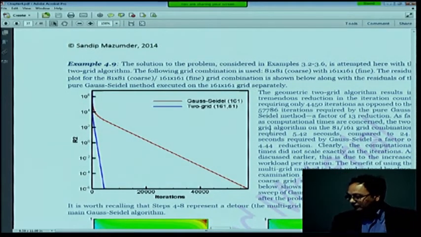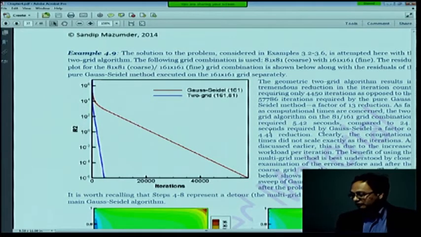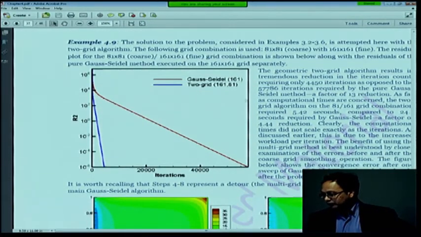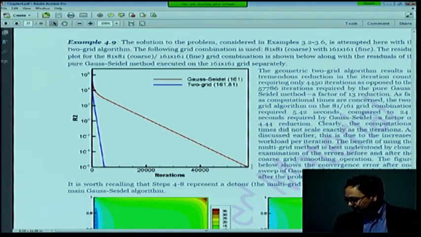And here is the Gauss-Seidel 161 by 161 mesh solution. It takes about, I guess, 50,000 iterations or so, right here, the red curve. Okay, and then when you do two-grid, 161 by 161 and 81 by 81, this is how many iterations it takes, about 5,000. Okay, a dramatic reduction in the number of residuals, as you can see.